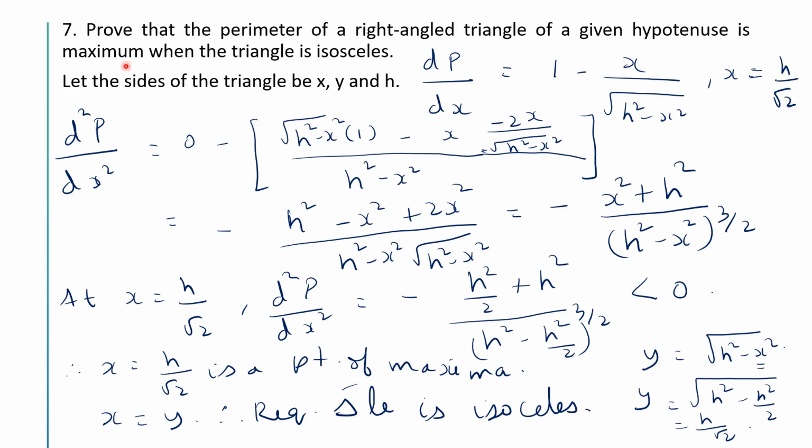So it is asked to prove that the perimeter of a right angle triangle of a given hypotenuse is maximum when the triangle is isosceles. So we have taken the three sides of the triangle as x, y and h, and we finally got x is equal to y, which means when we have two sides of a triangle equal, the triangle is an isosceles triangle. So only for an isosceles triangle for given hypotenuse, the perimeter is maximum.